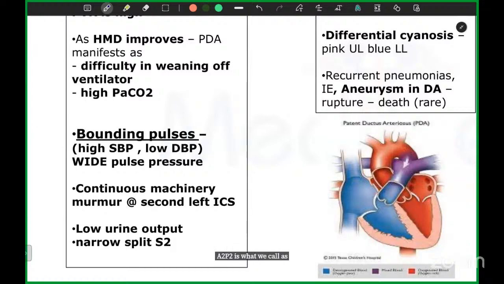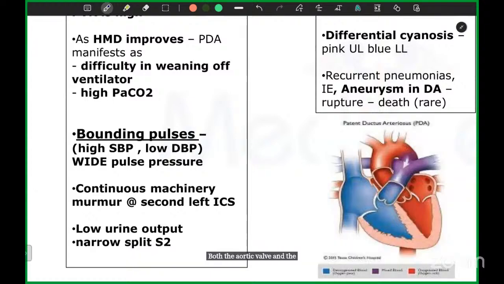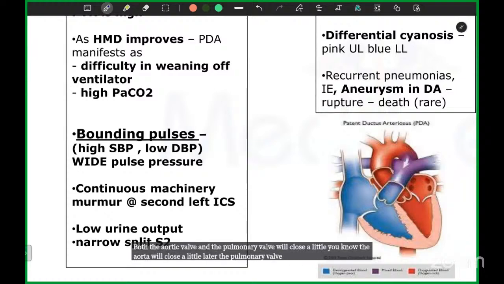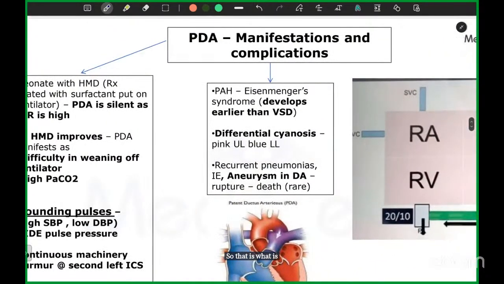Whenever the aorta is quickly sending the blood to the pulmonary artery, both the aortic valve and the pulmonary valve will close a little differently. The aorta will close a little later, the pulmonary valve will close a little earlier, and that will lead to a narrow split S2. So that is what the clinical manifestations of PDA are.